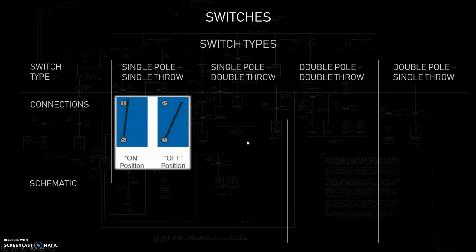So same switches here. What do our connections look like on a single pole? Well, as we should remember, we have two screws for connections of wires. So it's basically either on or off. It opens or closes this connection, right?